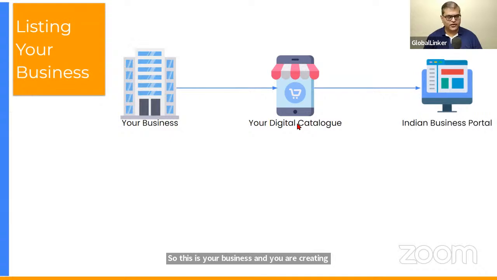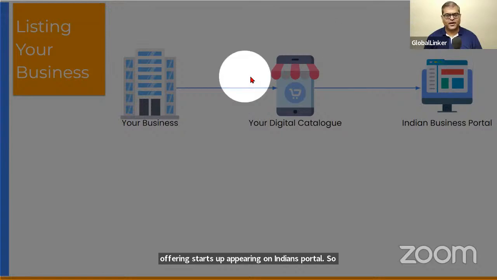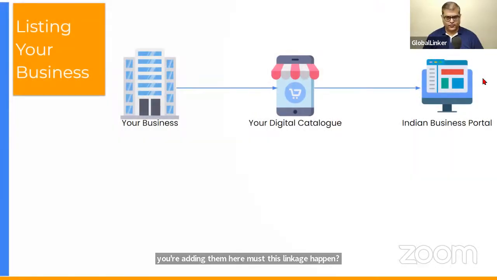And that digital catalog then gets linked with Indian Business Portal, right? So once that linkage happens, your product or service offering starts appearing on Indian Business Portal. So you're adding them here. Once this linkage happens, they start appearing here. All right. So that is about the joining process, how you are joining Indian Business Portal, how you are listing your product or service offering.